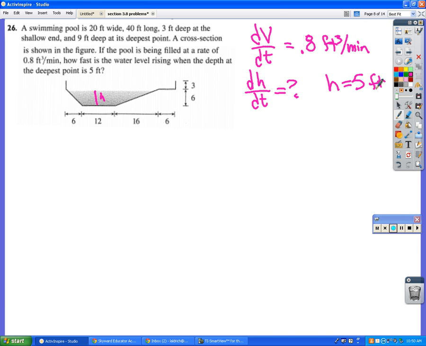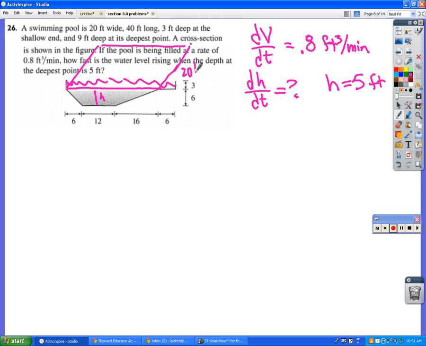So it doesn't even really matter, we just need those two things. The other thing you should notice is that since we're only concerned about when the depth of the water is 5 feet, this whole rectangular area on top we don't care about. So we're really just looking at this trapezoidal piece right there, okay? So we need to come up with a formula for the volume of that trapezoidal trough or basin, recalling that it is 20 feet wide. So this extends in this direction 20 feet.